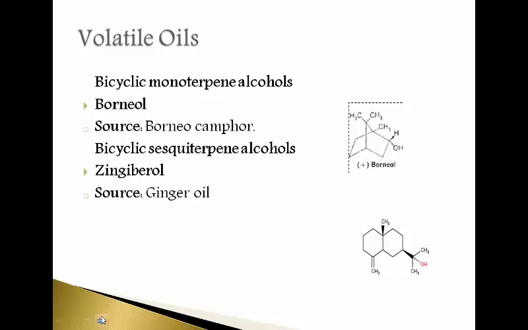Monoterpene and sesquiterpene are usually present in volatile oils under the terpenes, and the example of bicyclic sesquiterpene, which can be present in alcohol volatile oils, is gingerol, which is present in ginger oil. It has 2 rings in its structure and 15 carbons.